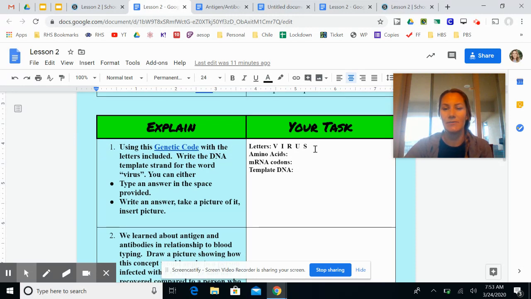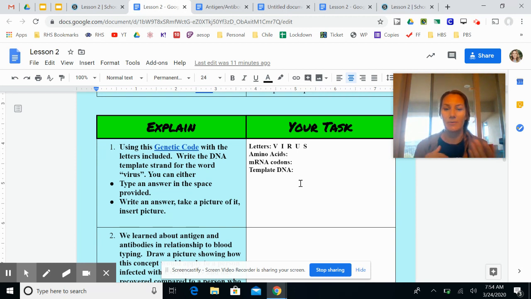This is an activity that we did where we were working backwards. In order to build the protein, you start with DNA, you transcribe, writing down the message into messenger RNA, and then you translate that messenger RNA into amino acids, and then you build those amino acids to make a protein.